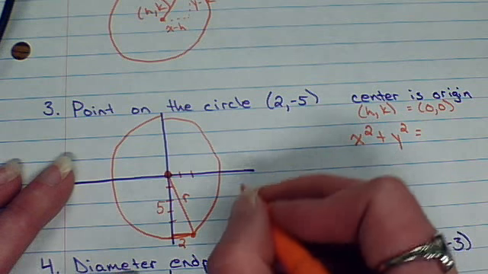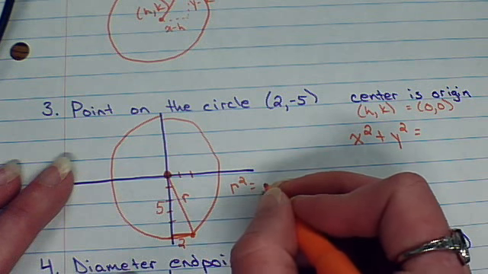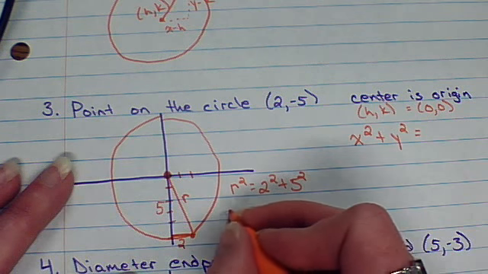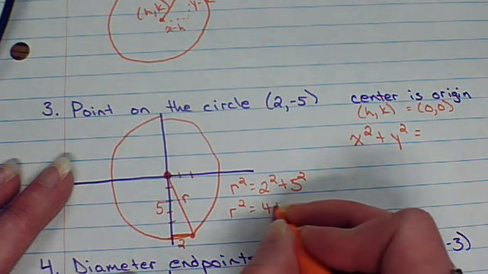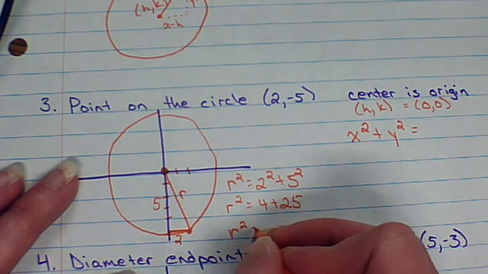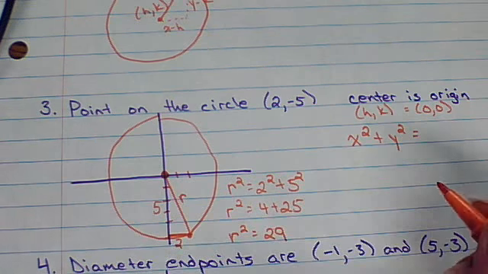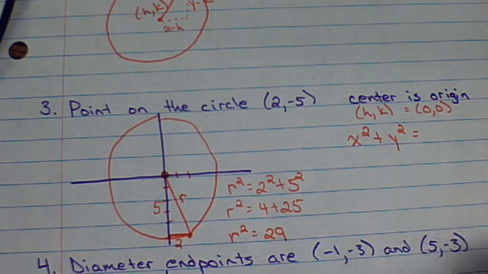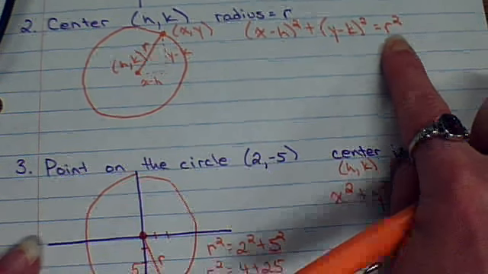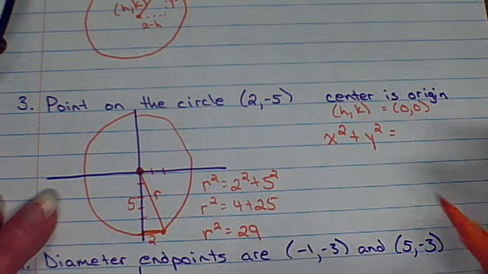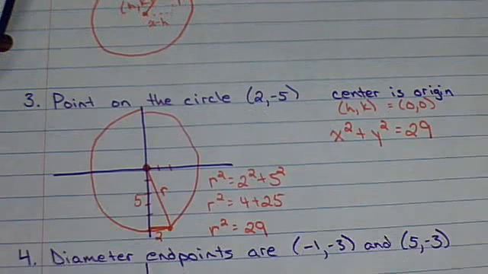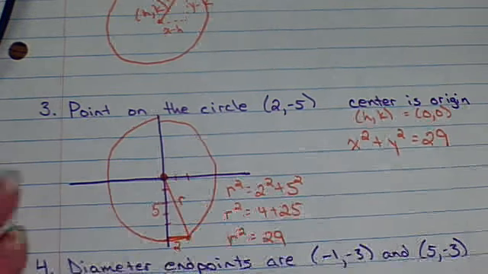So again, r squared would equal 2 squared plus 5 squared. r squared equals 4 plus 25, which is 29. Now, what's nice here is that we really need r squared to complete the equation. We already have r squared. Save yourself some work. If you already know r squared, just put that in there.